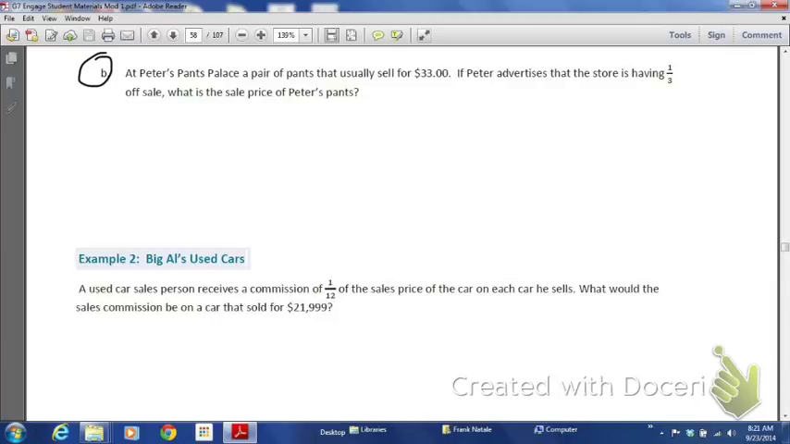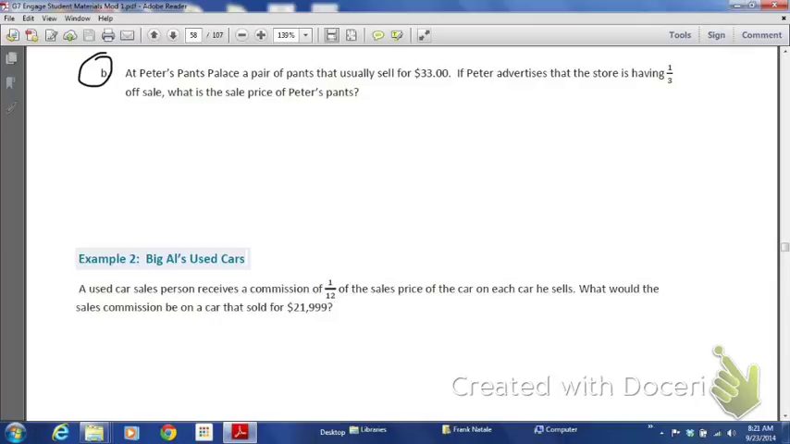So at Peter's Pants Palace, a pair of pants. Boy, that is a real tongue twister. Let me start again. At Peter's Pants Palace, a pair of pants that usually sell for $33. If Peter advertises that the store is having a 1/3 off sale, what is the sale price of Peter's pants?